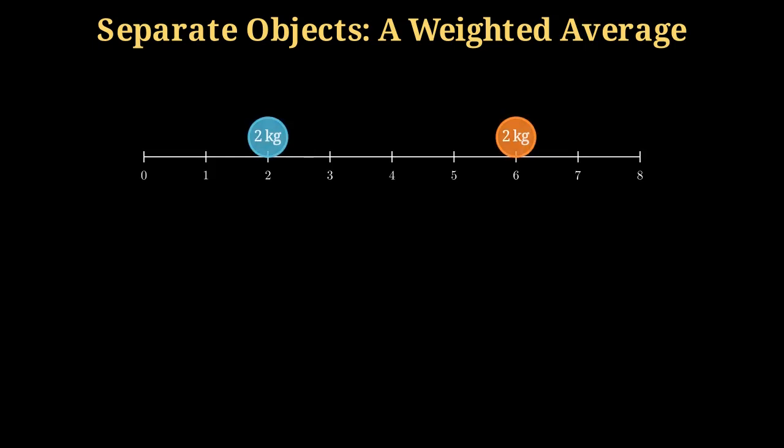Let's build this with real numbers. Two children on a line, one at position 2, one at position 6. For now, say they weigh the same, equal weights, so the balance point is just the ordinary average. Add the positions, divide by 2. That's 4, right in the middle.